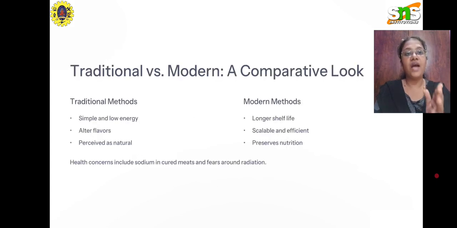When we compare the modern with the traditional, the traditional one is more simple and, as we all know, requires not a lot of energy. But modern methods are vice versa, and they give a much longer shelf life. Traditional methods, when we adopt them, will alter the flavors, whereas here it does not affect much, and it is much more scalable. Both methods are concerned with preserving the particular food material.